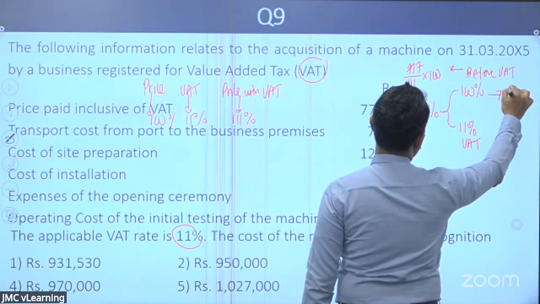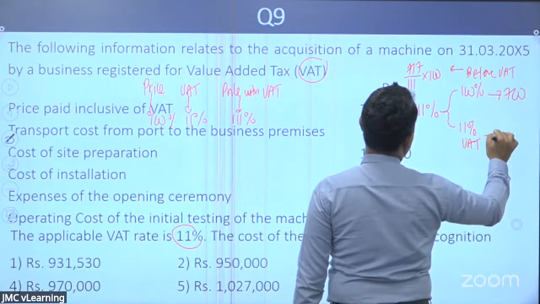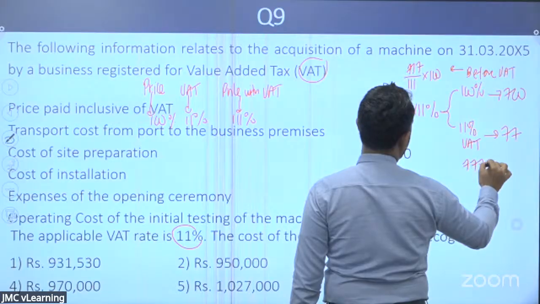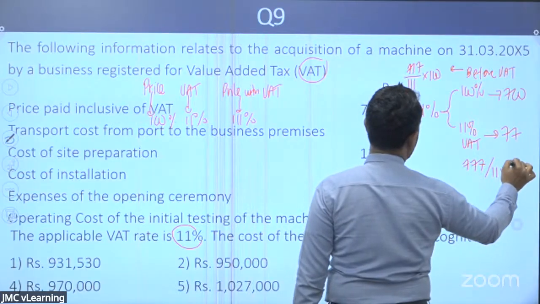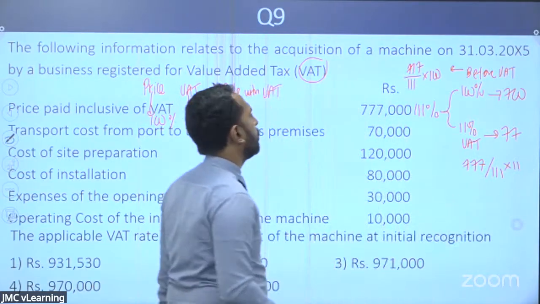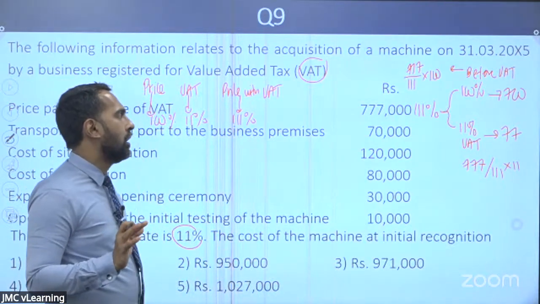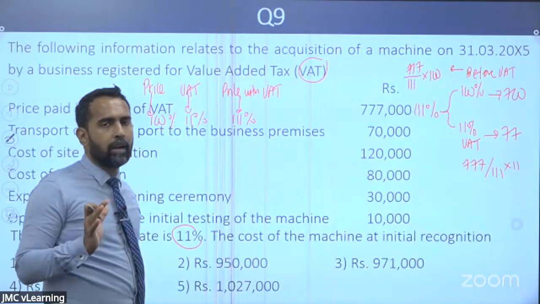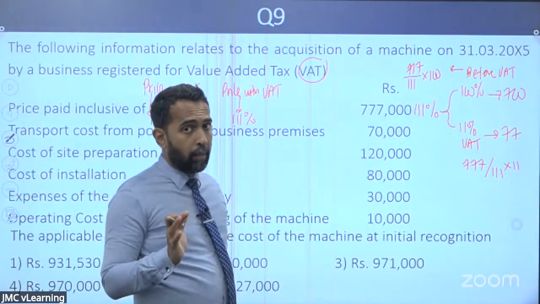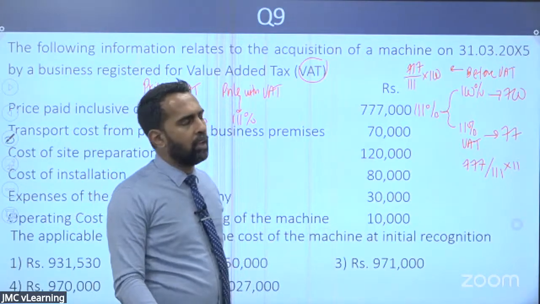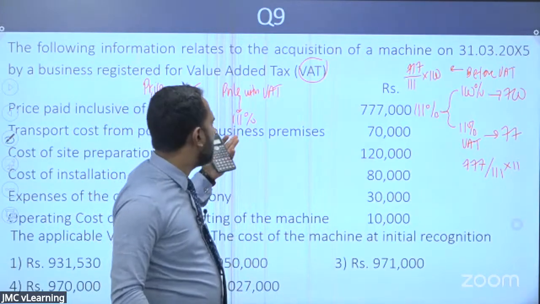700 here. And this one would be 77, right? How do we get that? 777 divided by 111 multiplied by 11. So you can see of this purchase price, VAT inclusive is 777, but when you exclude the VAT, it will be 700.